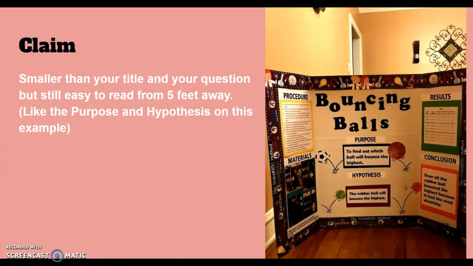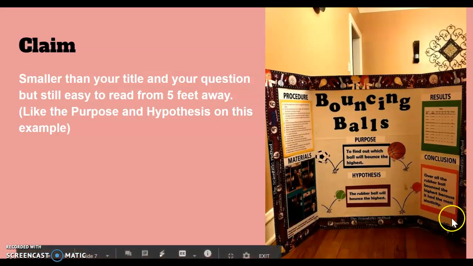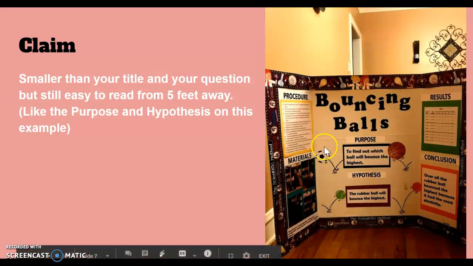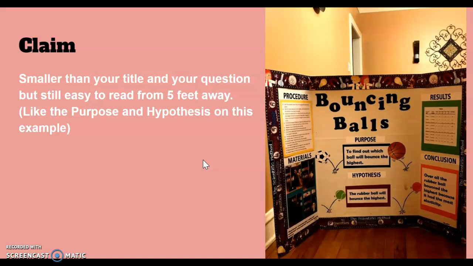Your claim is the third largest thing on your poster board. So your title and your question should be easy to see from far away. So should your claim. Something like this size, this size, this size. They should be able to read it as they are walking past. It shouldn't be super small text like this. Go ahead and include your claim where you think your claim will go right now.